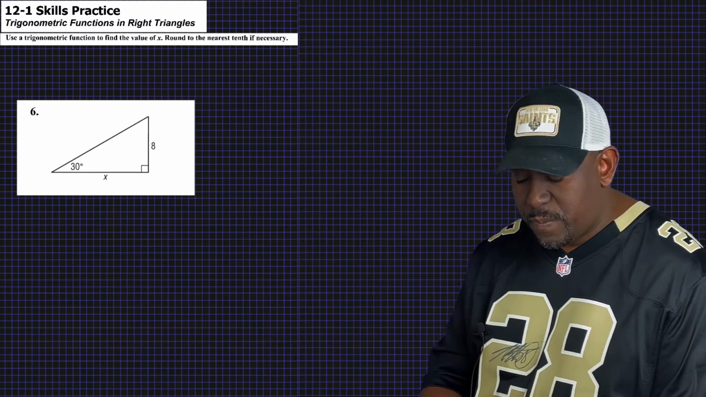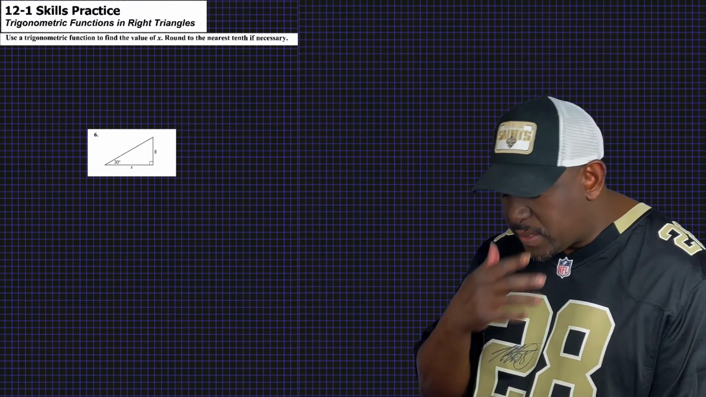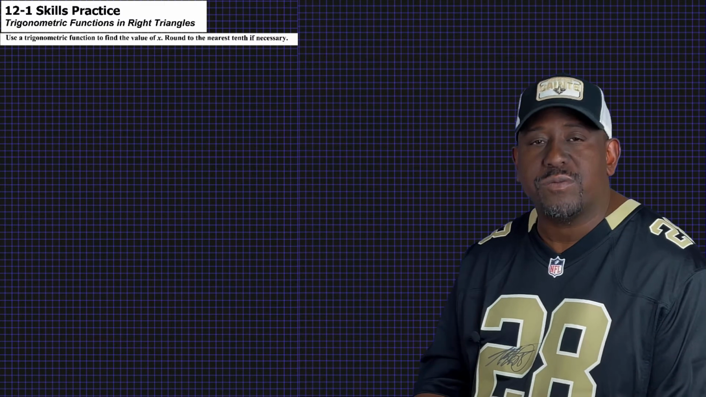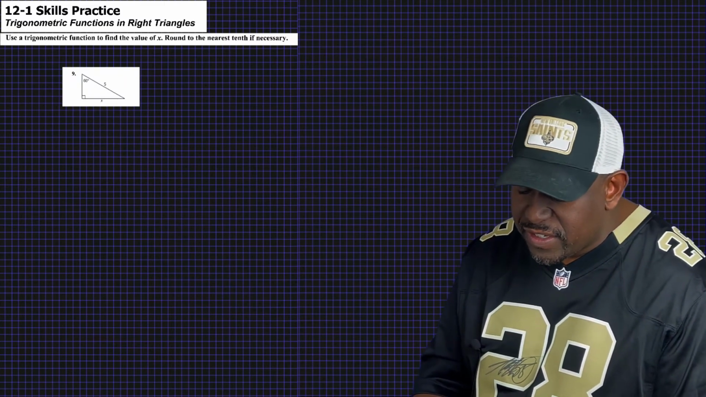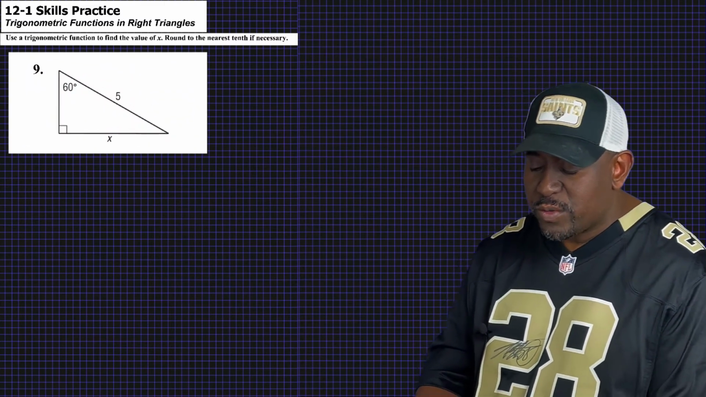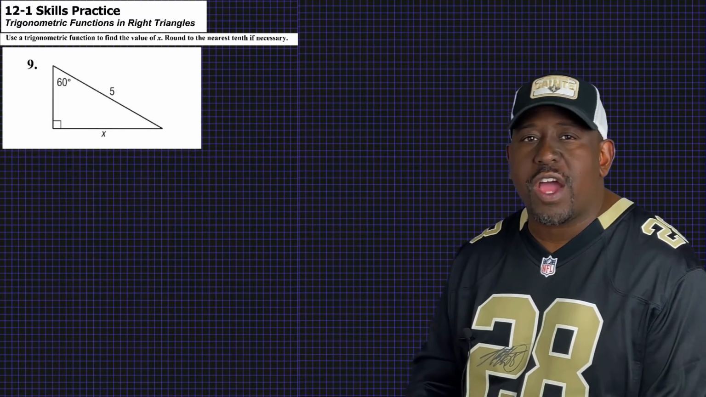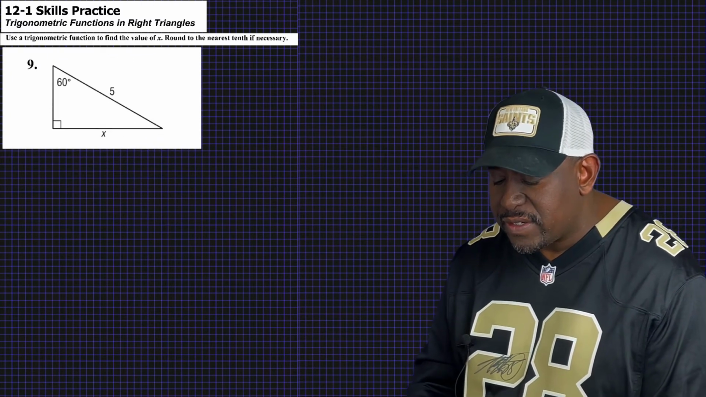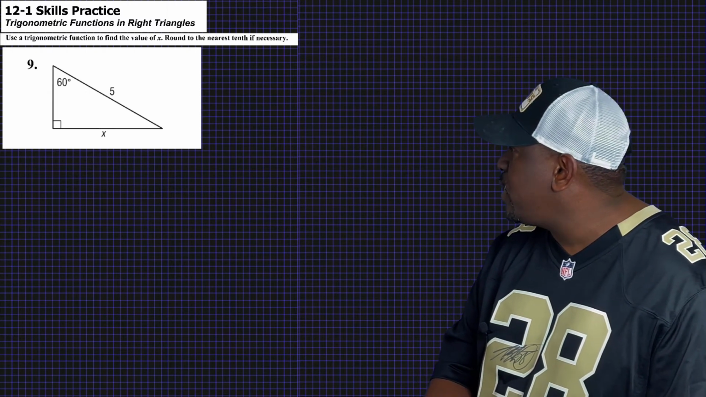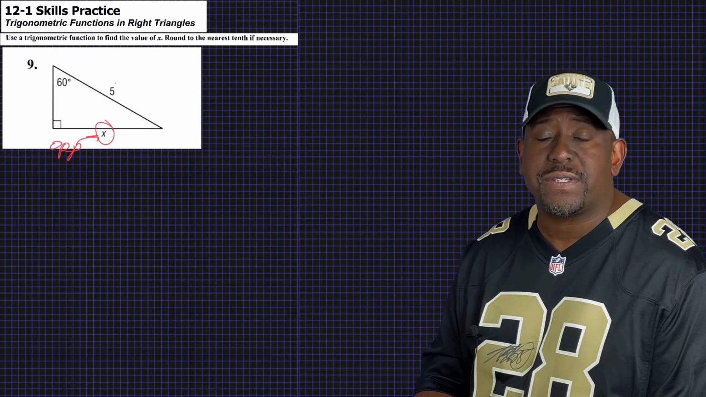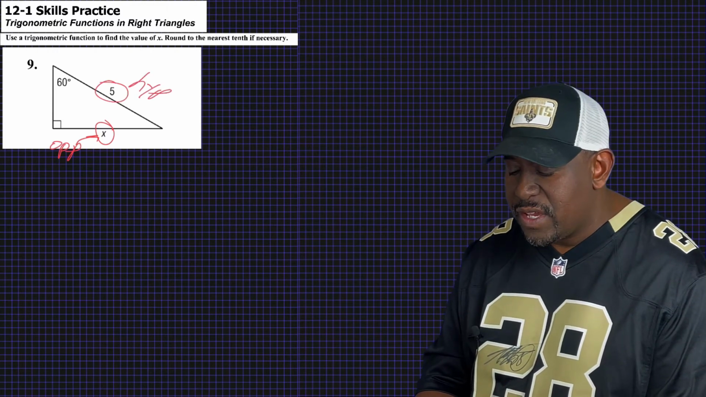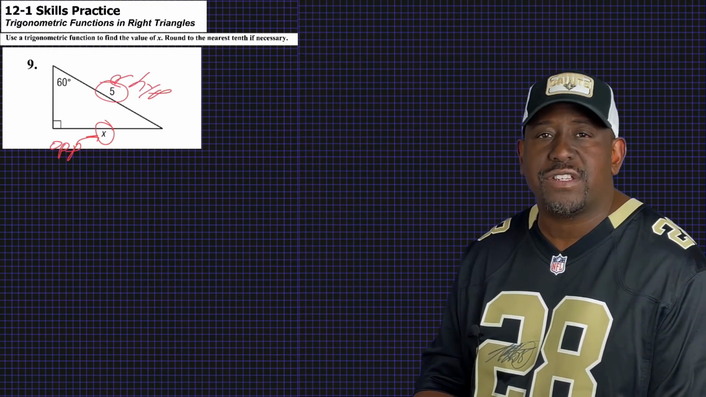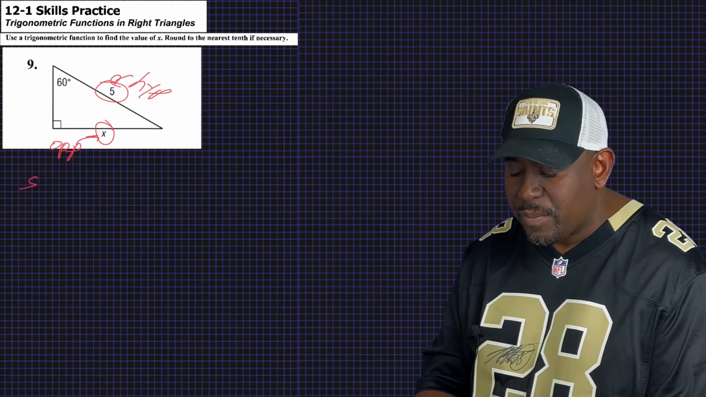Good job. So let's see what we're going to do next. Looks like we'll probably solve another problem with x in it. We have a right triangle, that's correct. We'll do number 9. So we have another right triangle. This time our theta is at the top of the triangle at 60 degrees. We have to label 5 and x in relation to 60 degrees. Now you know x is going to be opposite because it's opposite 60 degrees. 5 represents the longest side of the 3-sided triangle, so we know that's the hypotenuse.